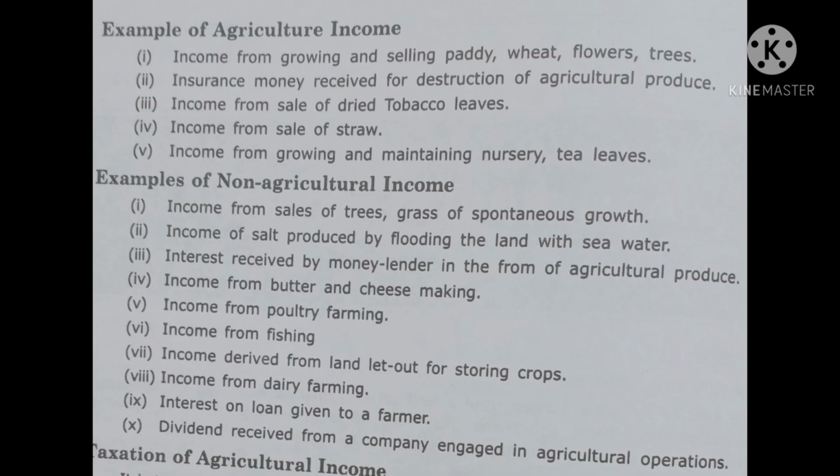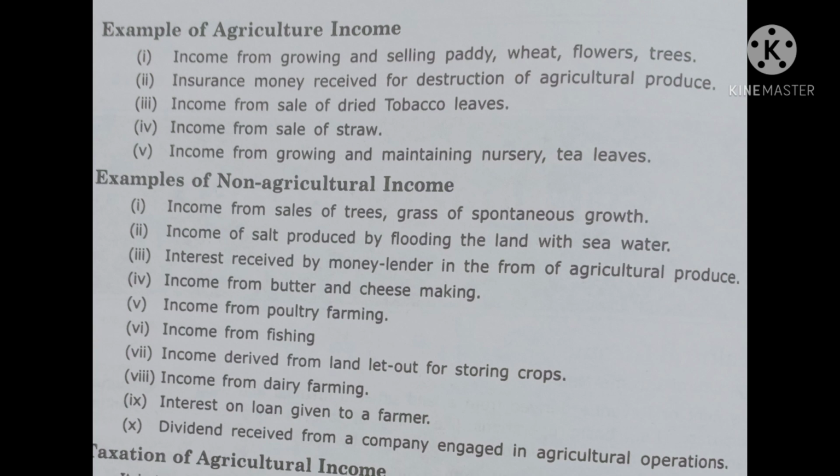Let's see some examples of agricultural and non-agricultural income. Listen carefully. If you know this only, you will be able to solve the 6 marks problem. I will be giving a problem, and based on that, you have to tell me whether it is agricultural income or non-agricultural income. Now, first let's see agricultural income. Income from growing and selling paddy, wheat, flowers, trees. So, whatever you are growing in your land and selling, that comes under agricultural income.